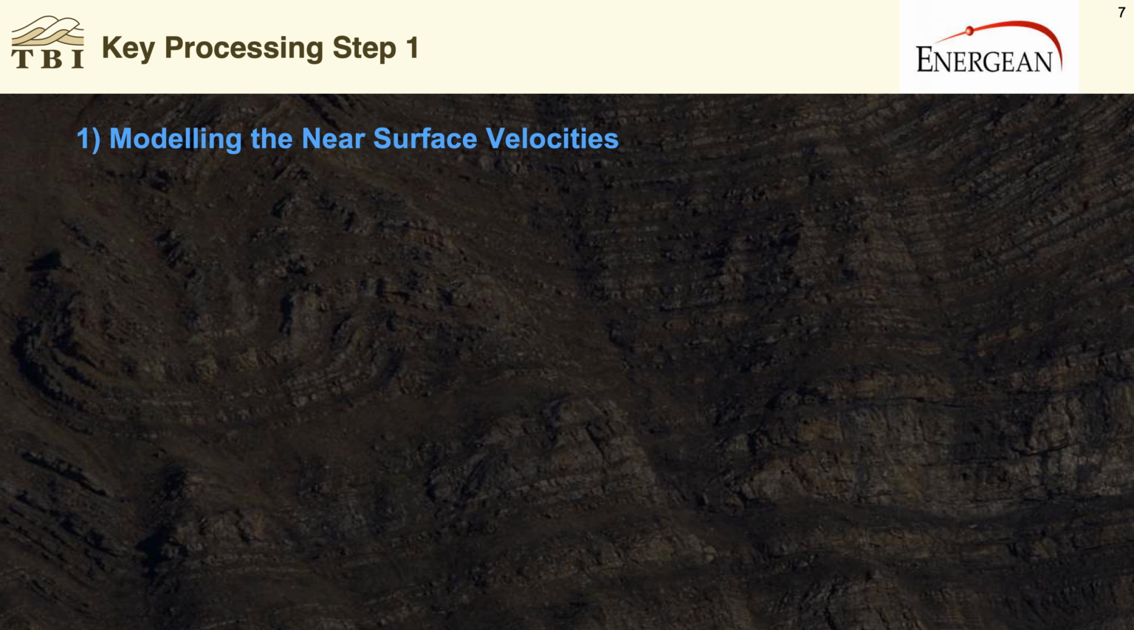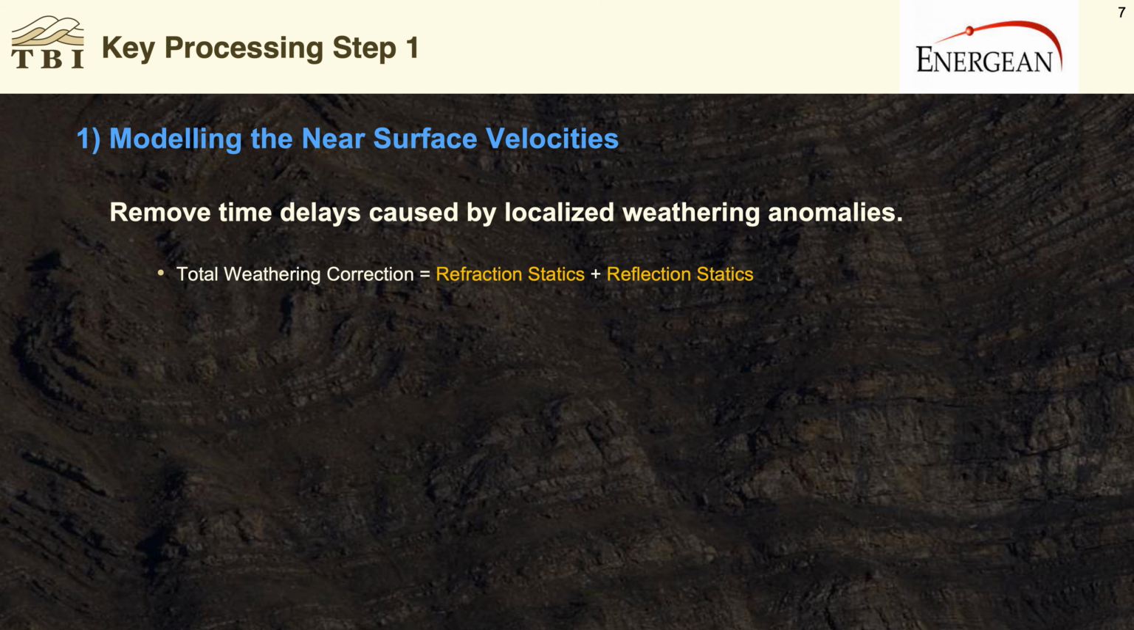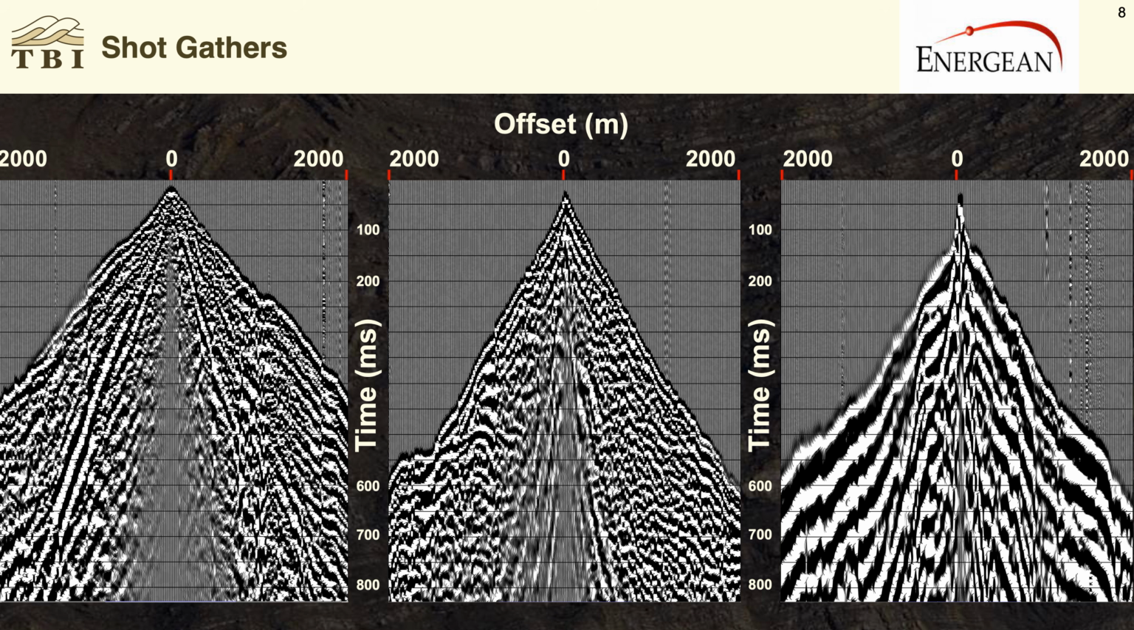So for step 1, modeling the near-surface velocities, this involves the standard approach of modeling the near-surface velocities and calculating associated time delays. The near-surface velocity model does not capture all of the time delays in the near surface, and so residual statics are also used to define as much of the delays as possible. These are examples of shot records. Each one is showing 2,000 meters of offset. We can see that the direct arrival energy is coming in about 200 milliseconds earlier on the shot on the left-hand side than it is on the other two. This points to a faster velocity in the area of this shot record.